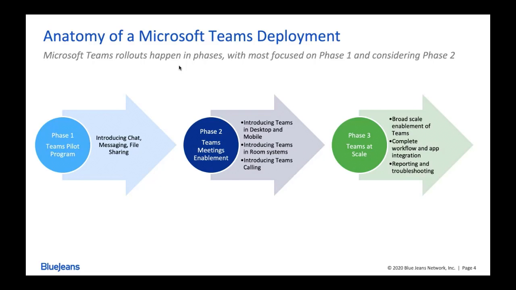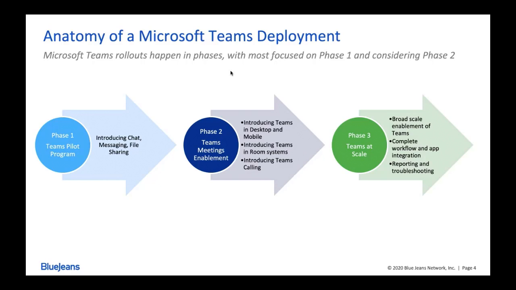And then phase 3 can be the broader scale adoption of Teams, complete workflow and app integration, more complex reporting and troubleshooting, which of course you need to support an enterprise deployment of anything like this. So this is typically what we see when we talk to customers, the anatomy of a Teams deployment.